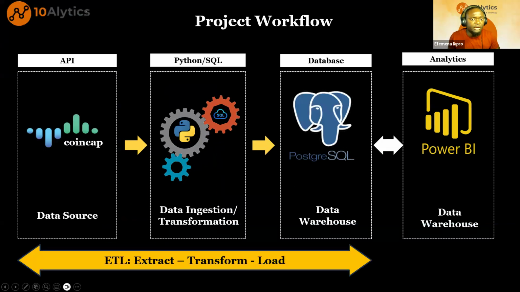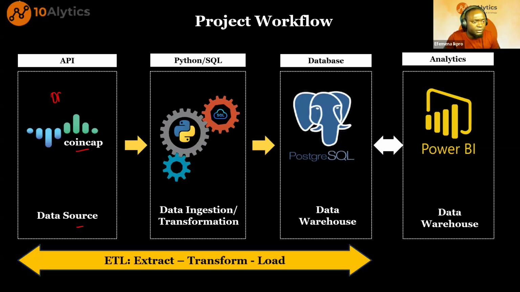Next thing now is the project workflow. Let's talk about the workflow, what we're going to be doing today. This is the API source, CoinCap, that stores crypto prices, crypto fluctuations, market capitalization, everything about cryptocurrencies, essentially real-time data. So that's the data source, CoinCap. We're getting the data from CoinCap. We are doing what we call data ingestion and transformation, and we're going to be working with Python and SQL to build what we call the ETL pipeline. So you see this ETL.